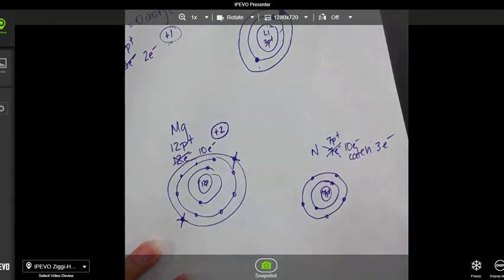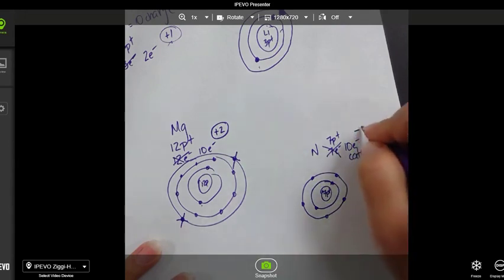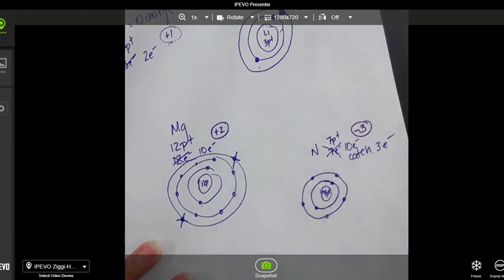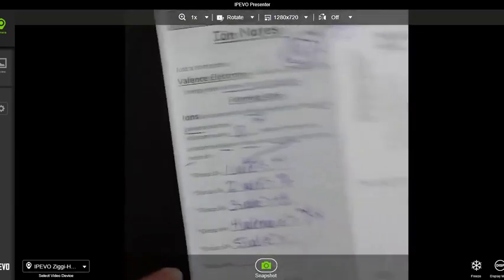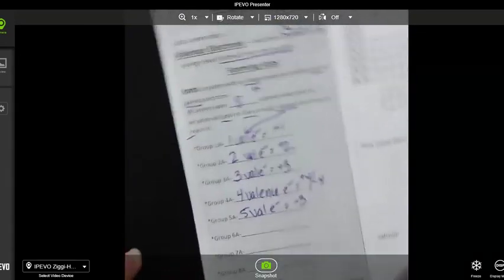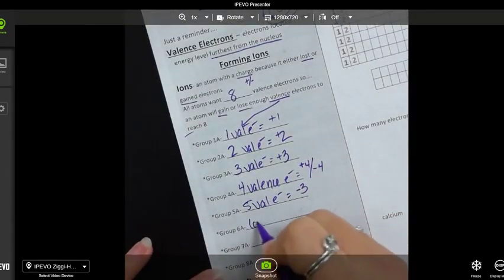So now our atoms no longer have more positives than negatives. They now have more negatives than positives. Well, if something has 7 positives and 10 negatives, what's its overall total charge? Its overall total charge is -3. Why? Because it caught 3 negative electrons. So then everybody else, group 6A, 6 valence electrons.